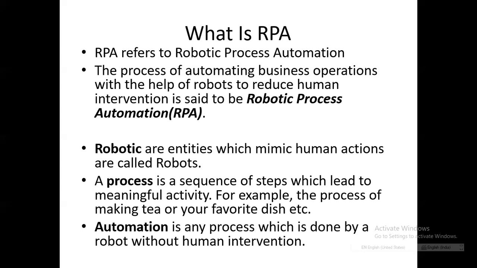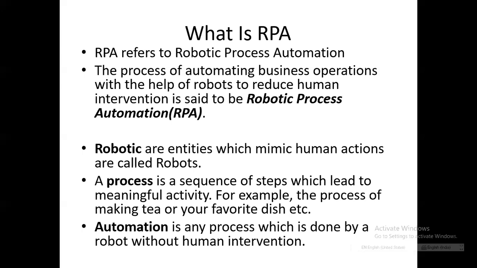So as I explained, automation is any process which is done by a robot, tool, gadget, device, machine, software, application without human intervention. Now, process automation. A process is nothing but a sequence of steps which lead to a meaningful activity. Okay, so you are following some steps which will give you some meaningful result. And robotic are entities which mimic human actions. So they have predefined some objects, some entities which will work for you. In RPA, they have designed some things which will work for you.